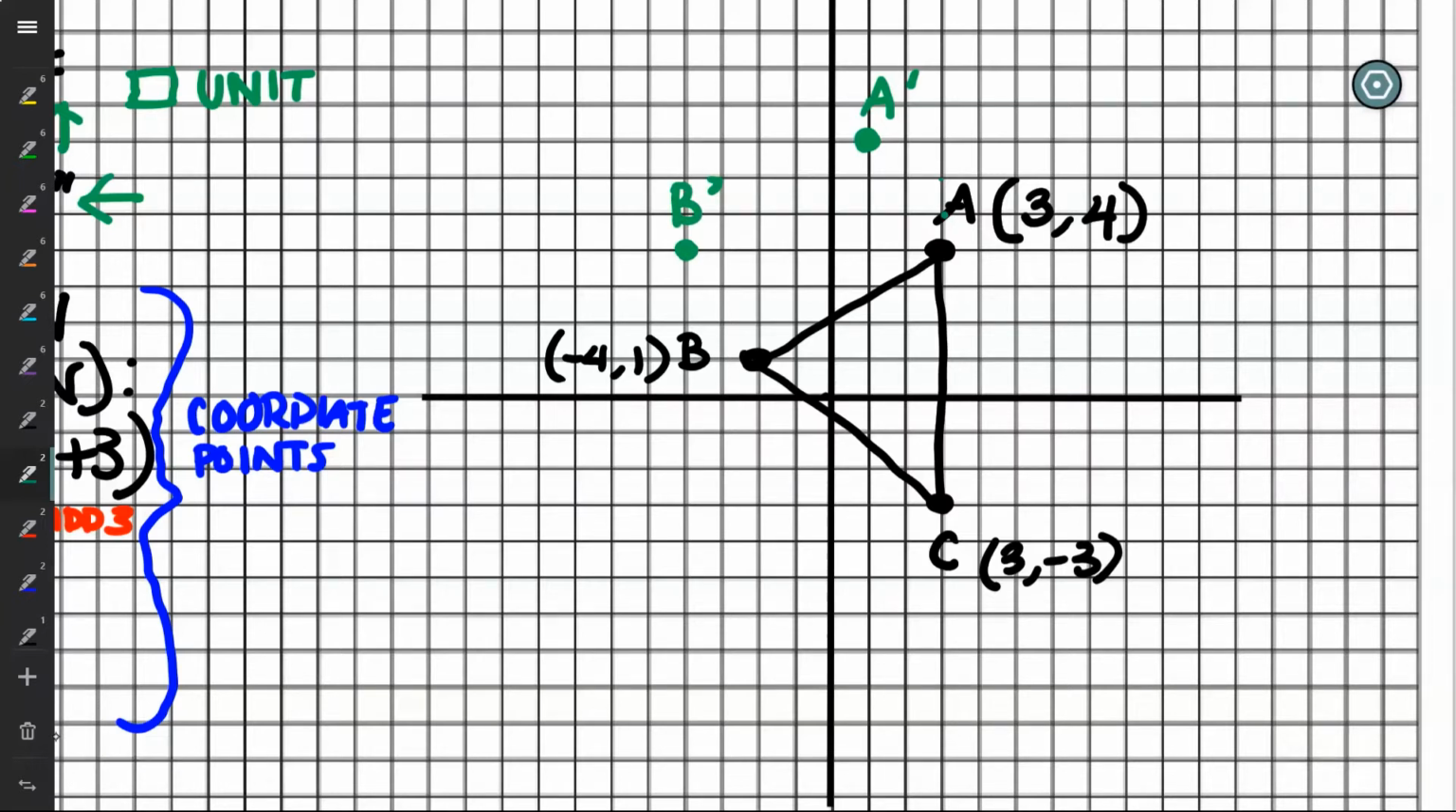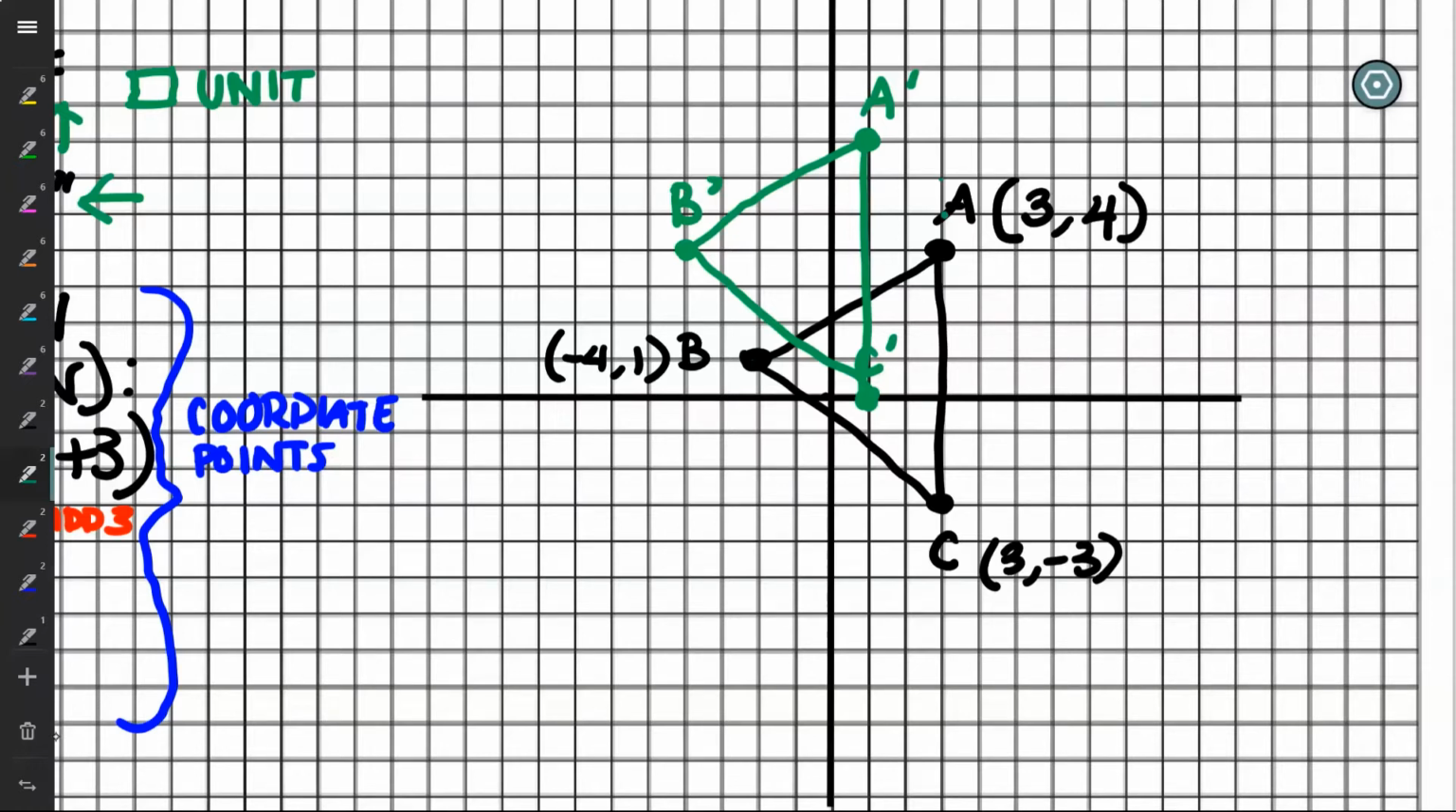And lastly, we're going to do C. I'm going to move up 1, 2, 3, to the left 1, 2. And this is my new C prime. Then we're just going to connect all 3 of our points. And as you can see, the shape is the same. We just moved it a little bit.